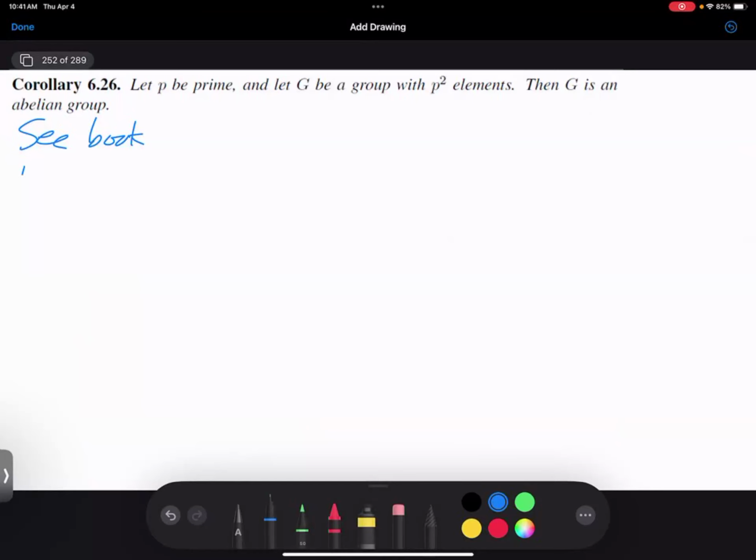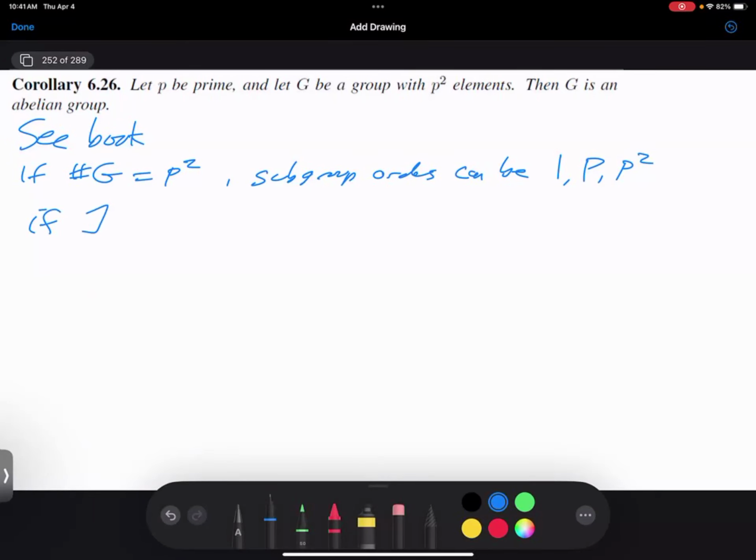So if G has p squared elements, then what are the possible subgroup orders? 1, p, and p squared. So if there exists an x in G such that the order of x equals p squared, what does that tell you about G? If I have an element that has order p squared, what must be true about G?